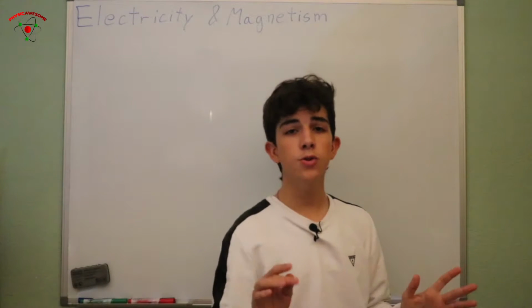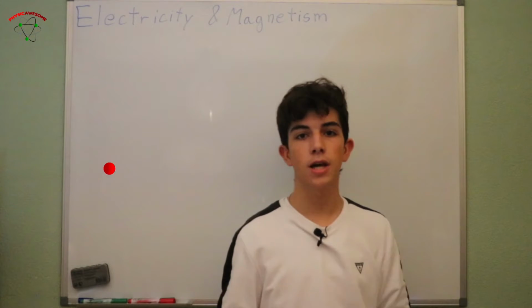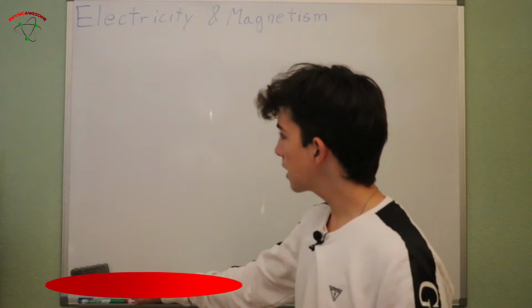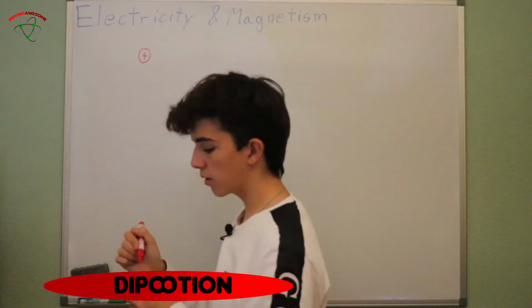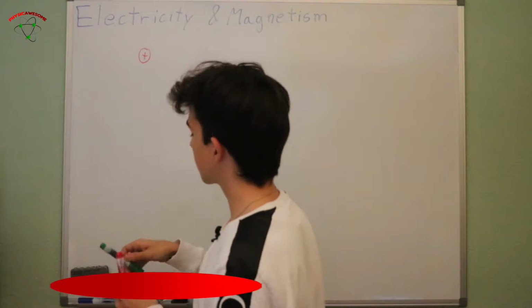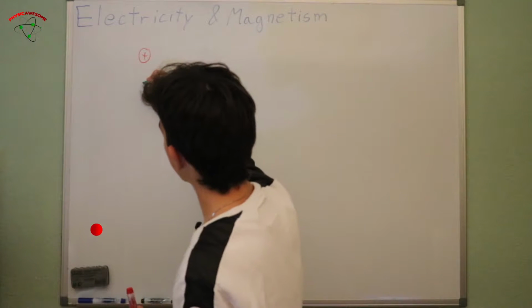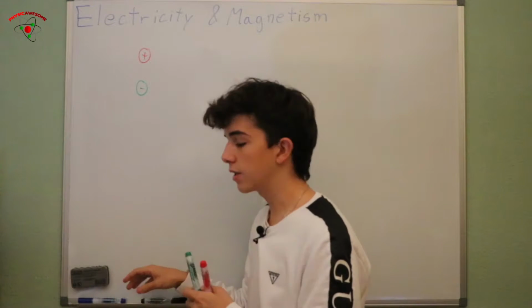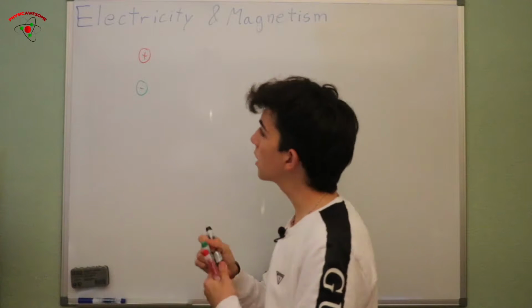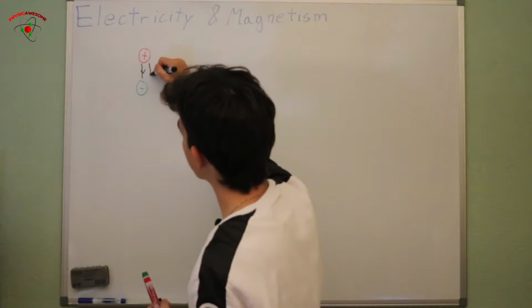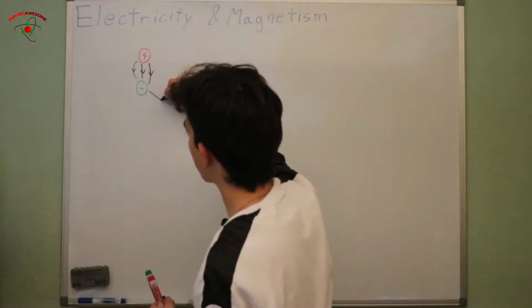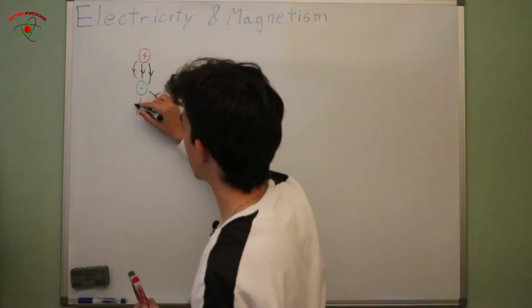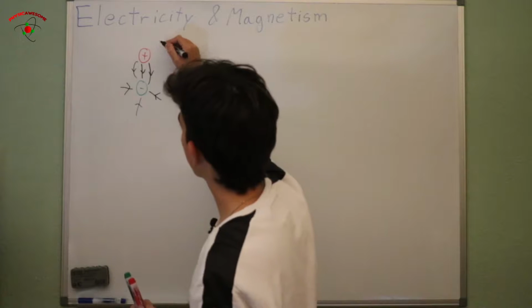Great, let's do a qualitative analysis of dipoles. Dipoles are formed by a positively charged particle and a negatively charged particle. And remember from the past video that these particles have electric field lines joining them in this direction, and they also have electric field lines going outside of them.